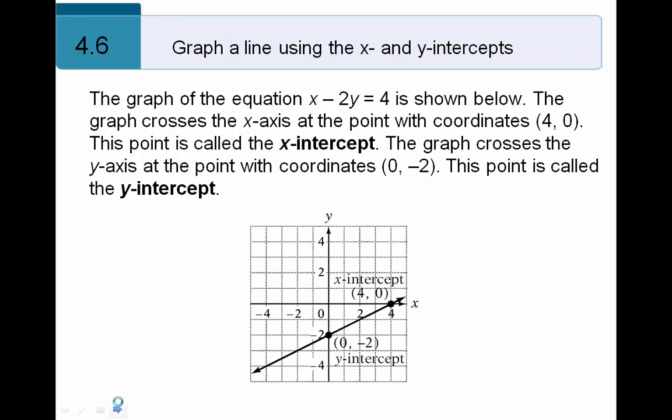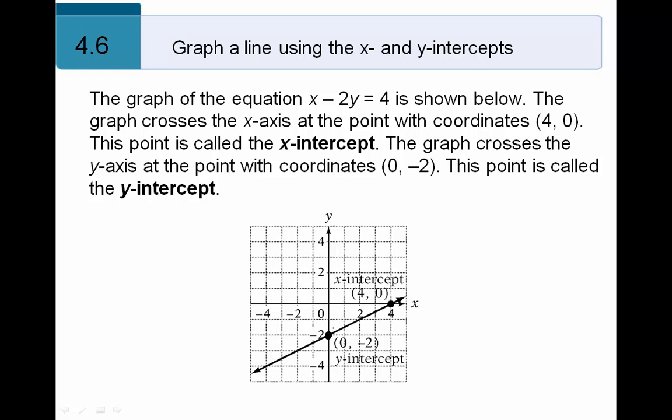The graph of the equation x minus 2y equals 4 is shown below. The graph crosses the x-axis at the point with the coordinates 4, 0. This point is called the x-intercept. Also notice that the graph crosses the y-axis at the point with the coordinates 0, negative 2. What's this point right here? This point is called the y-intercept.